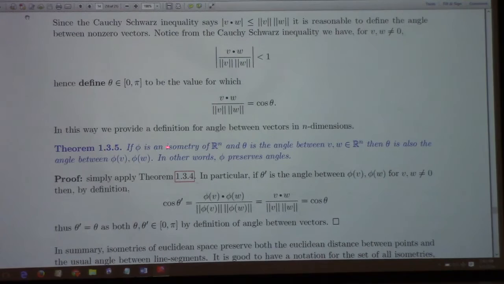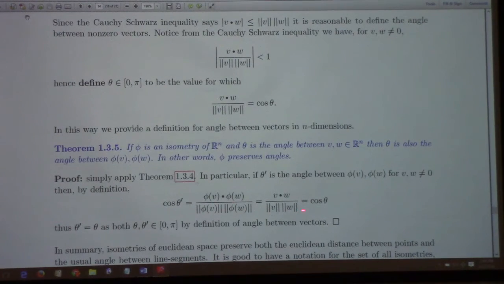And we have this theorem. If you have an isometry and theta is the angle between vectors v and w, then theta is also the angle between the images of the vectors under the isometry, phi of v and phi of w. In other words, isometries preserve angles between vectors. We started out by assuming that it preserves distance between points, and for free, we get preservation of angles between vectors. It's pretty cool. It's so much more than that, though.